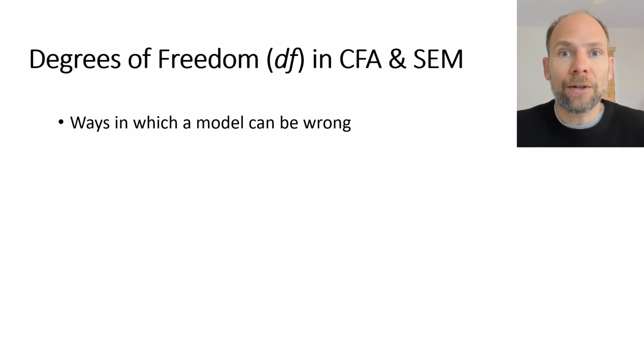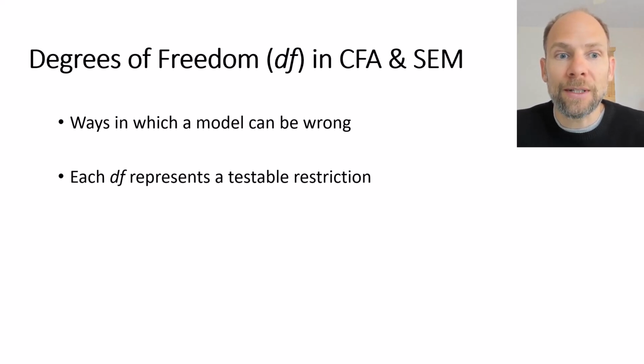You could think of degrees of freedom in terms of ways in which a given CFA or SEM model may be wrong. So basically they quantify the number of instances in a model where this model could be falsified. Or we could say each degree of freedom represents a testable restriction for either the mean structure of the observed variables or the covariance structure of the observed variables.